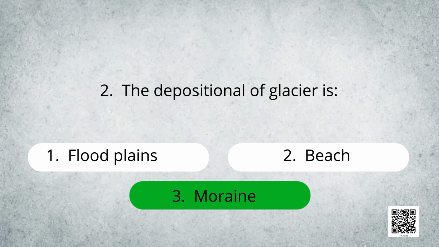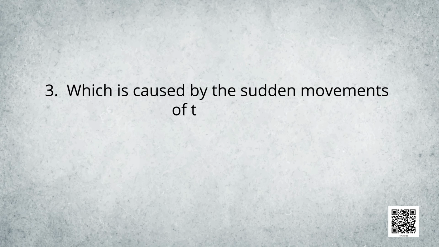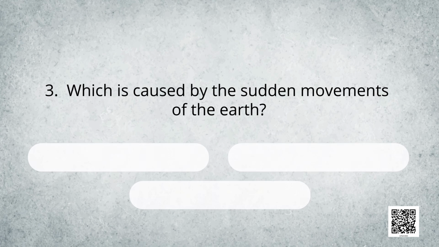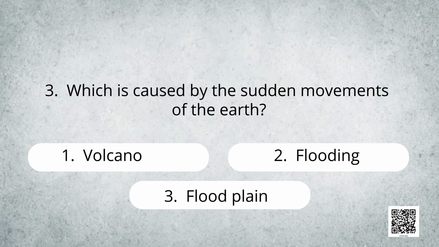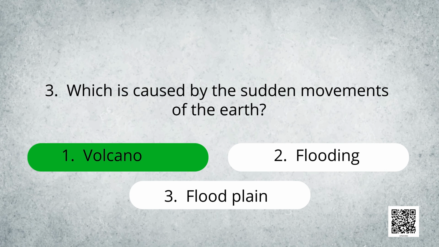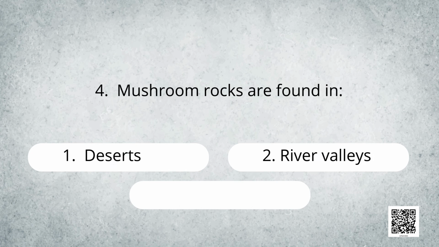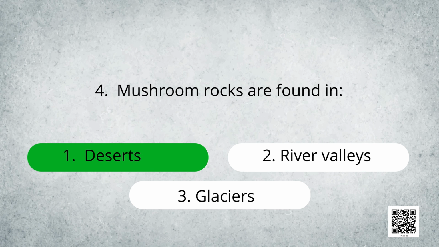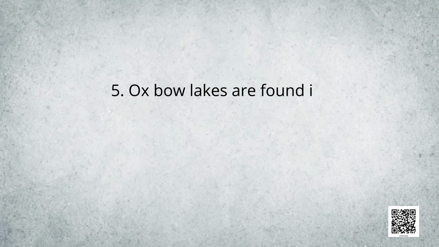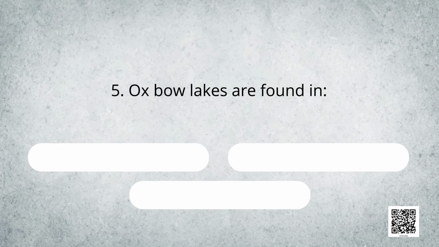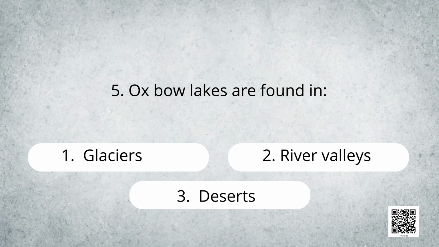Correct, moraine. Okay, look at the third statement now. Which is caused by the sudden movements of the earth? Your options are volcano, flooding or floodplain. Correct, volcano. Look at the next sentence. Mushroom rocks are formed in, your options are deserts, river valleys or glaciers. Correct, deserts. Next statement. Oxbow lakes are formed in, options are glaciers, river valleys, deserts.